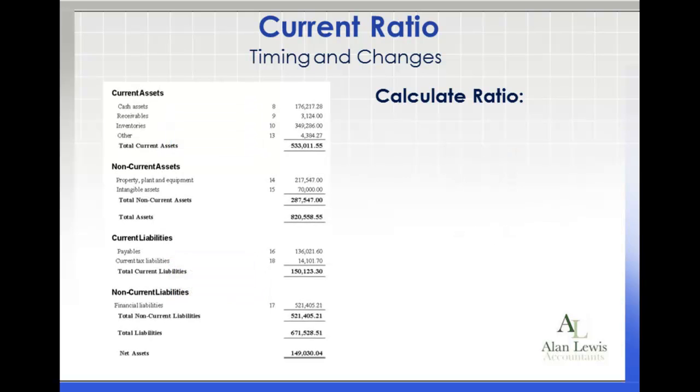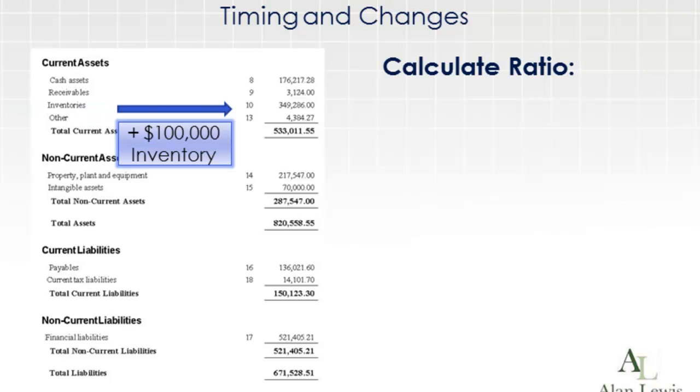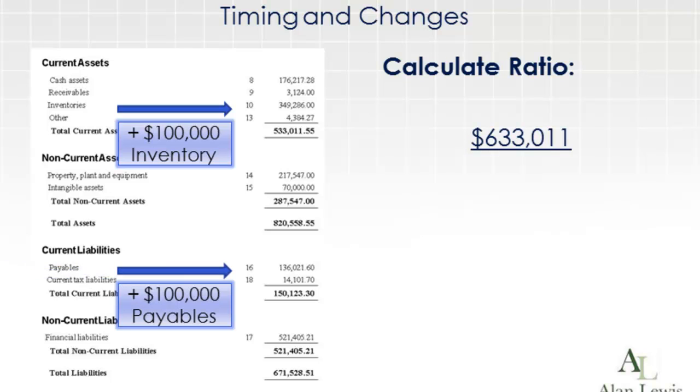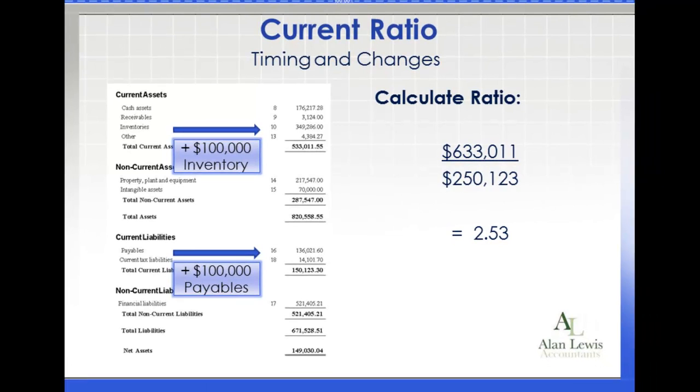In another example here, we can see that adding equal amounts to both the numerator and the denominator is going to cause our ratio to decrease. For instance, if we were to obtain $100,000 of additional stock and we were to purchase that on account from our creditors, we have increased our current assets by $100,000. We've also increased our current liabilities. This has decreased our current ratio to 2.53.